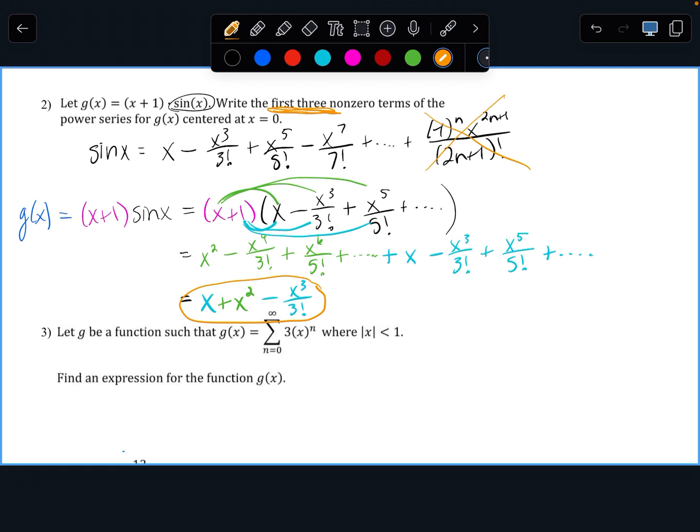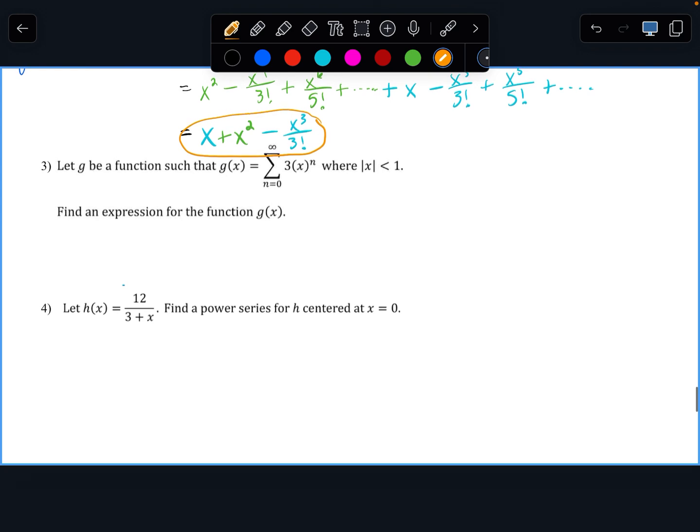Okay, all right. This one hurts the brain. When you look at that, they give you g of x equals the sum of 3 times x to the n, where the absolute value of x is less than 1. Find an expression for the function g. So I actually have to find an equation. What you want to notice from here is, hey, it's geometric-y.